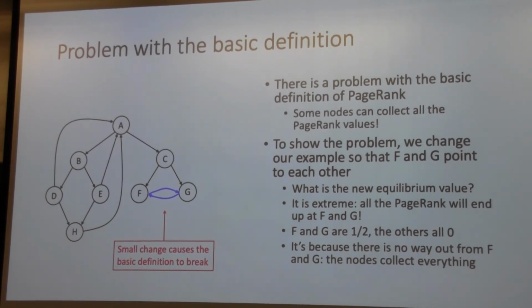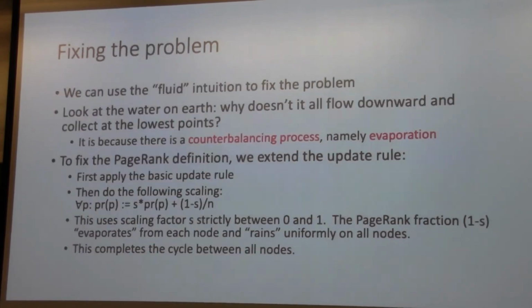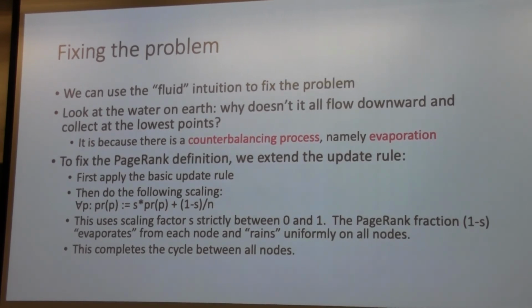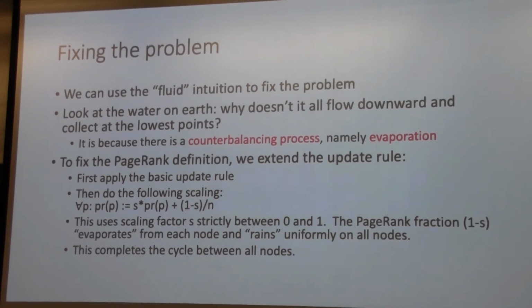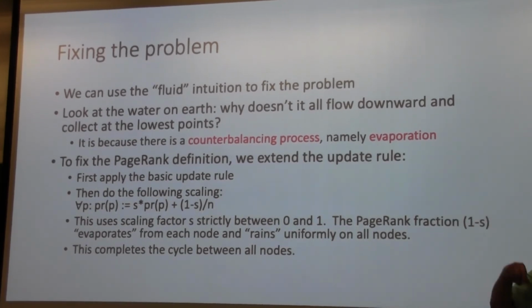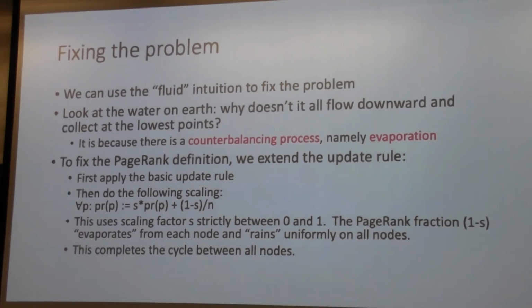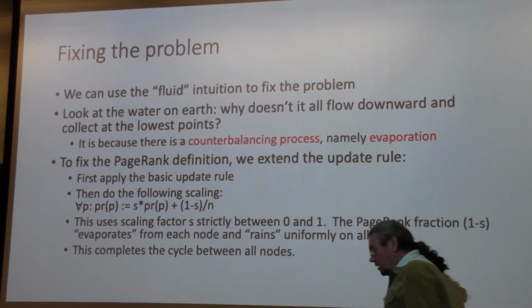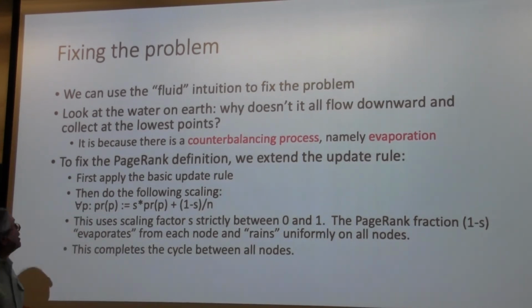Okay? So the fix. This was actually a very genius idea from the two guys who invented Google. You can fix it using the fluid intuition, by thinking carefully. Look at the water on the earth. Why does it not all flow downward and collect at the lowest points in the oceans and the lakes and never go up? Because there's another process which makes water go back up, which is evaporation. So the water actually cycles. And we can model that in a very nice way in PageRank.